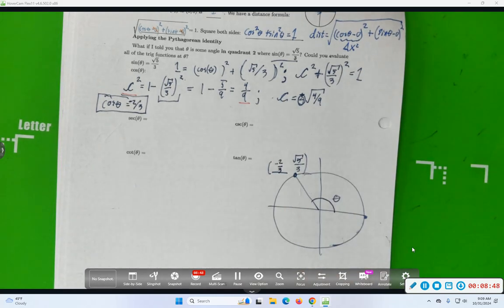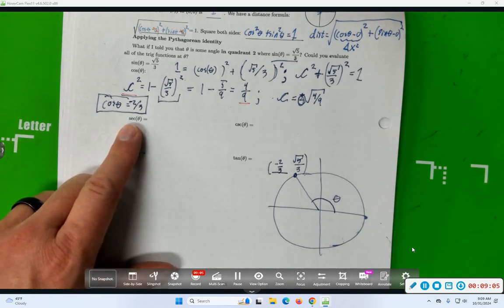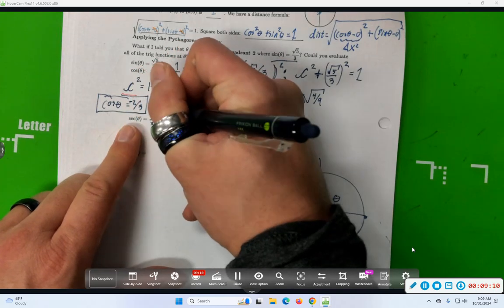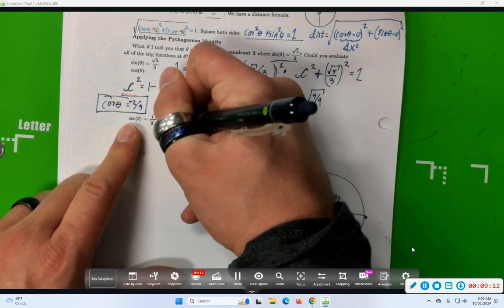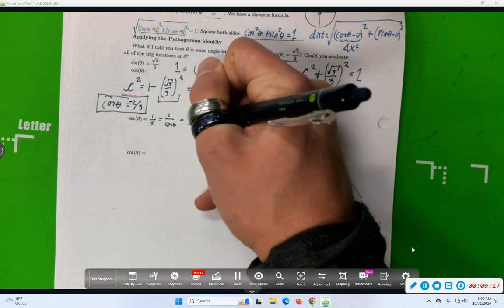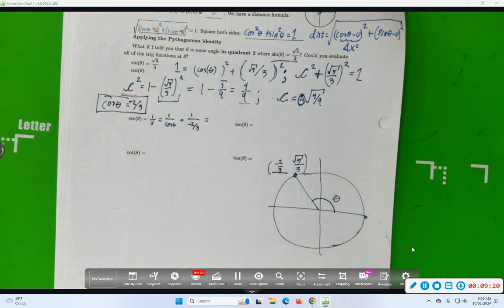Cool. We feeling pretty good about this? Is this enough information to get at all the rest of the trig functions? Yeah, and maybe I'll follow the process where I do one, you do one. So secant is given by 1 over the x coordinate. X is cosine, so that's 1 over cosine theta. That's 1 divided by negative 2 over 3. Oh, so there's no geometry in this. It's just how do you simplify that fraction?